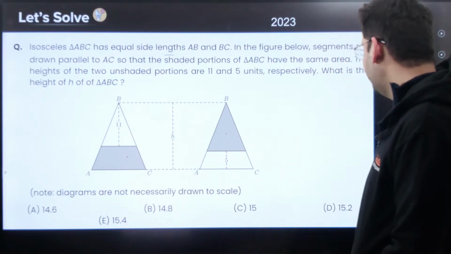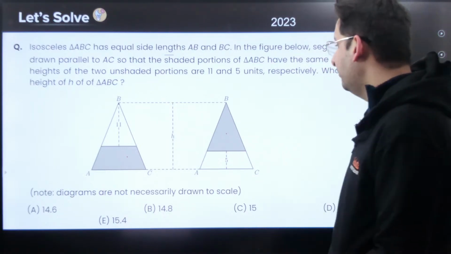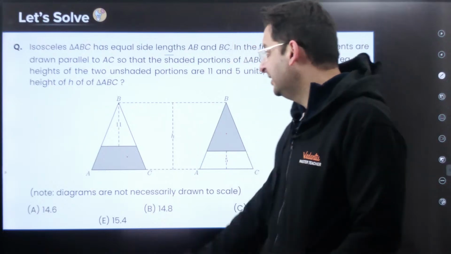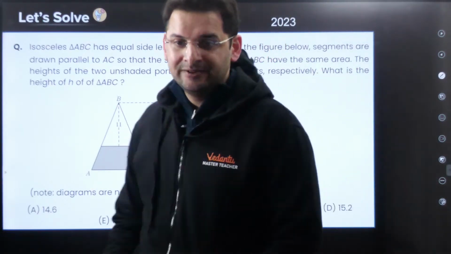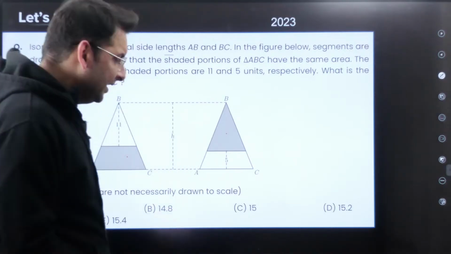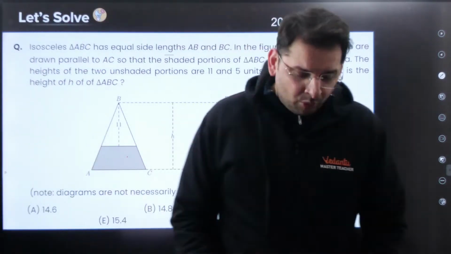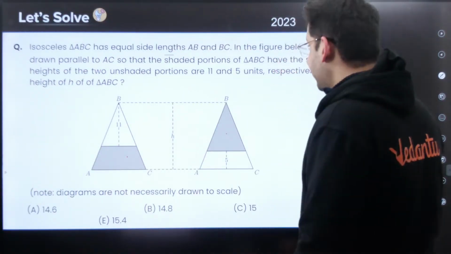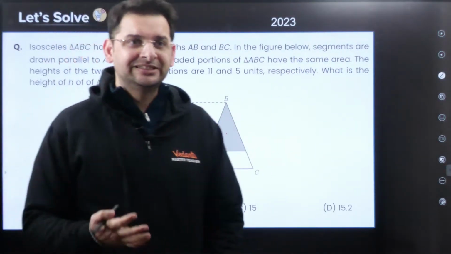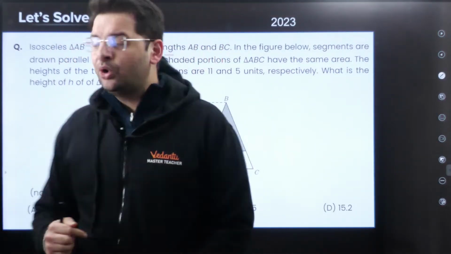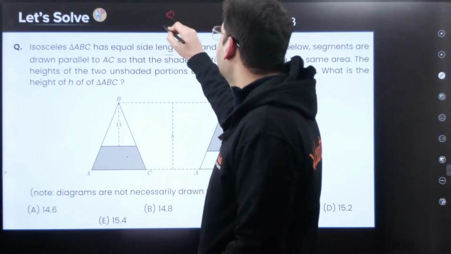The options are 14.6, 14.8, 15, 15.2 and 15.4. So what is going to be the height? It is given that this shaded area and this shaded area, they have the same area. Okay. Now guys, one important thing here, and at this level basically when you are giving these kind of competitive exams, AMC 8, so there is something called similar triangles.